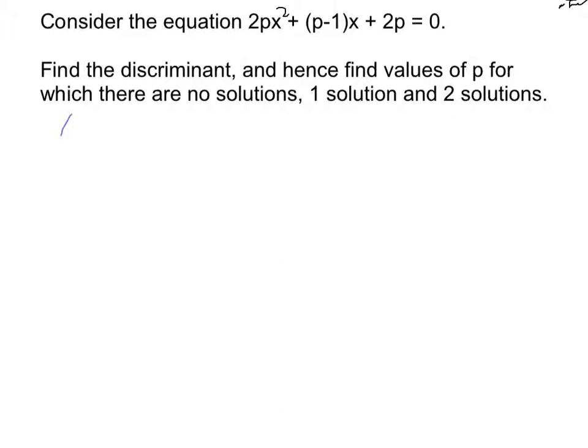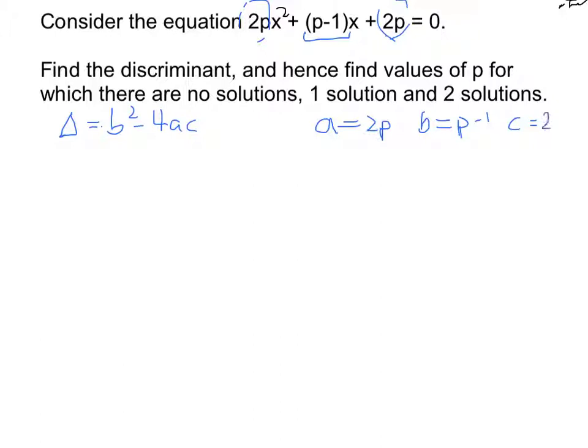So our discriminant is equal to b squared take away 4ac. Now in this case, a is equal to the coefficient of x squared, which is 2p. b is equal to the coefficient of x, which is that bracket p take away 1. And c will be equal to 2p. Now this could end up a little bit nasty.